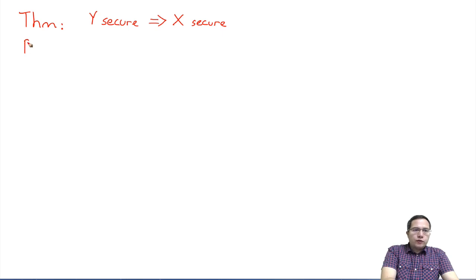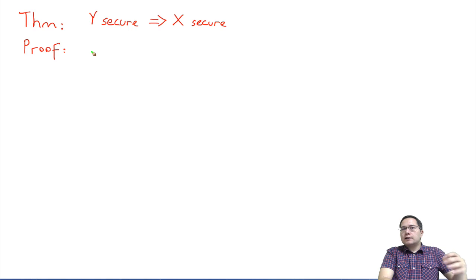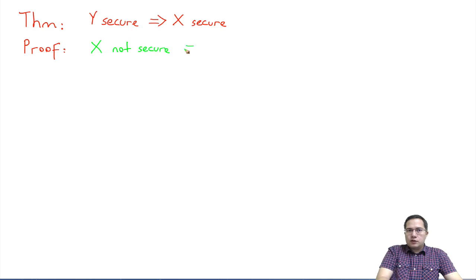The proof methodology will be the same in all reduction proofs. We will prove this using the contrapositive. So what's the contrapositive statement? If X is not secure, this should imply that Y is not secure. So the assumption Y should not hold if X is not secure.